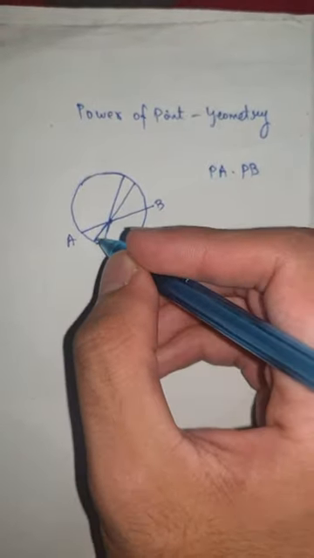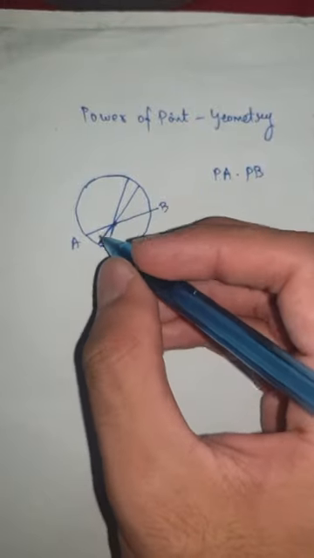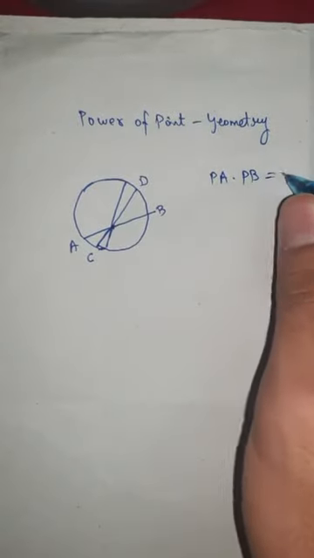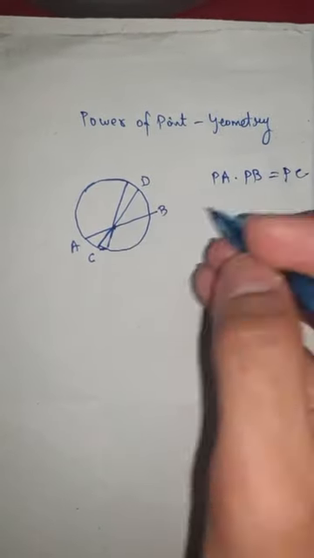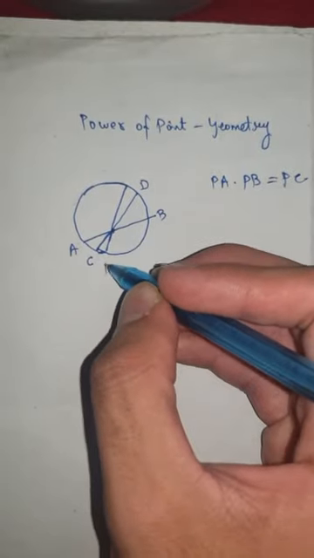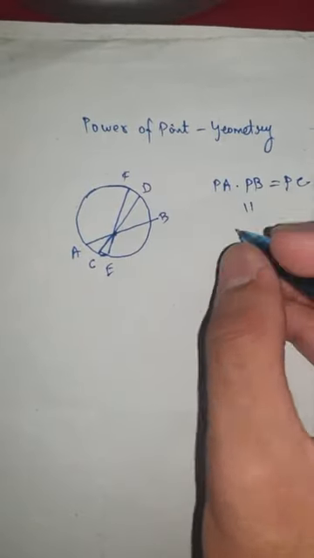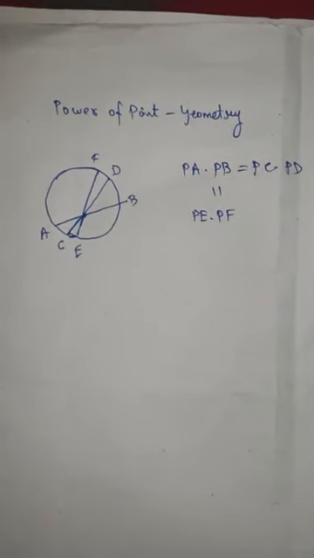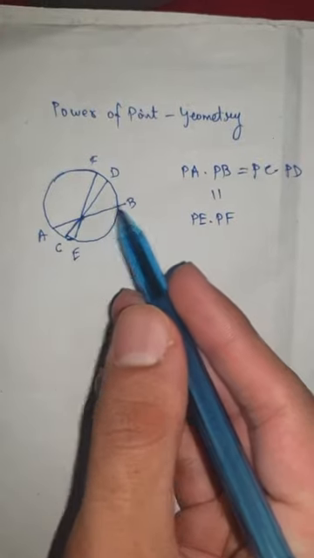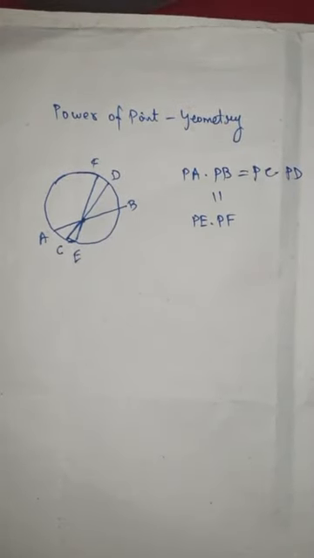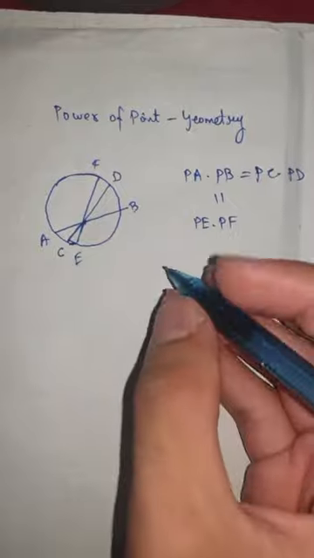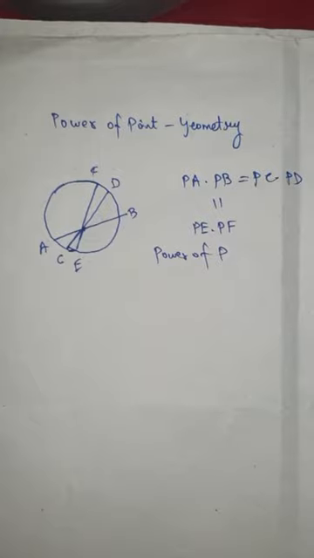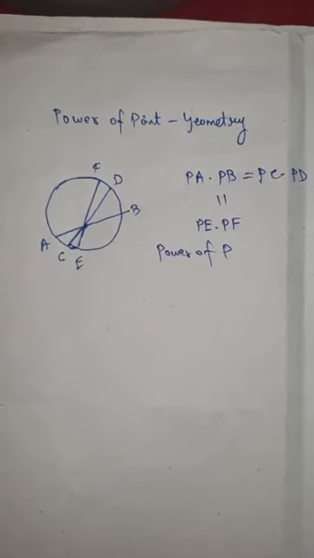If we draw another chord which cuts the circle at C and D, then PA into PB equals PC into PD. And if we draw any other chord which cuts at E and F, it will be equal to PE into PF as well. So this quantity, PA times PB, will be constant for any chord we draw passing through P. This is called the power of P with respect to this circle.